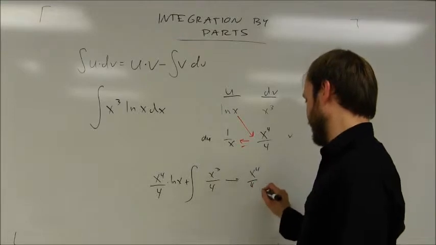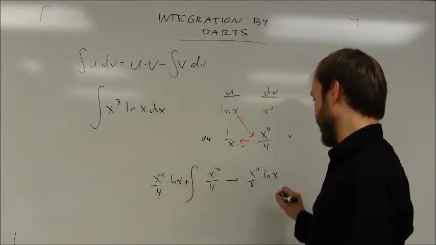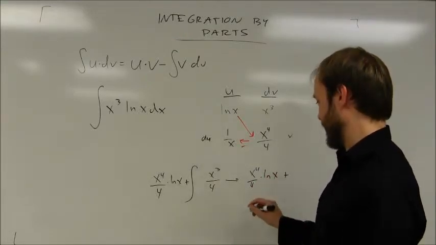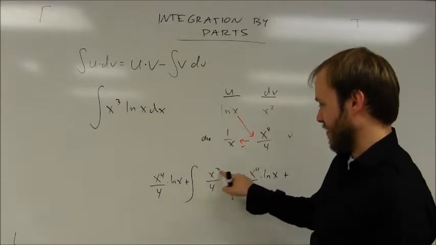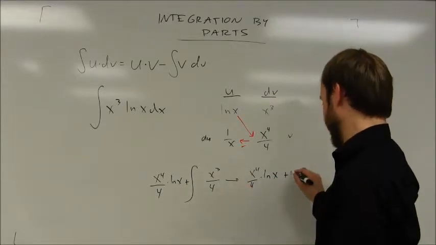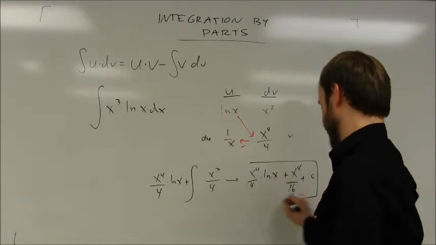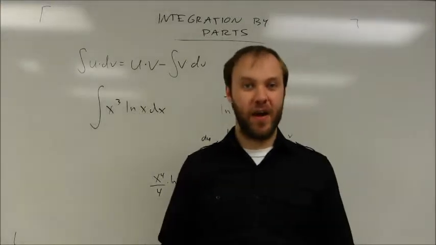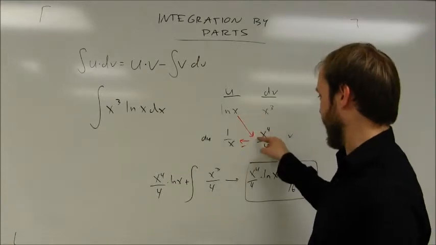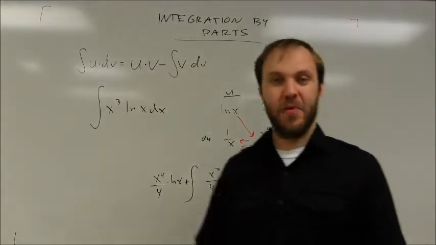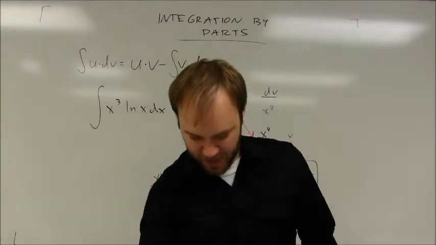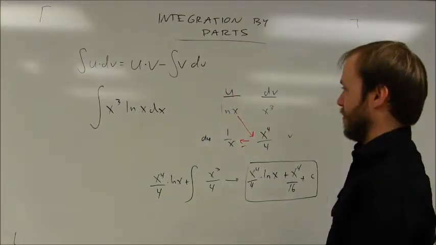Okay, now we've got this. So it's going to be x to the 4th over 4 times the natural log of x plus this integral right here, raise the power by 1, divide by that new exponent. That's going to be x to the 4th over 16 plus c. Okay, so not a horribly tough process. And again, I think this little cross multiplying and then subtracting setup really makes things a lot easier. Okay, let me look at some other examples here.